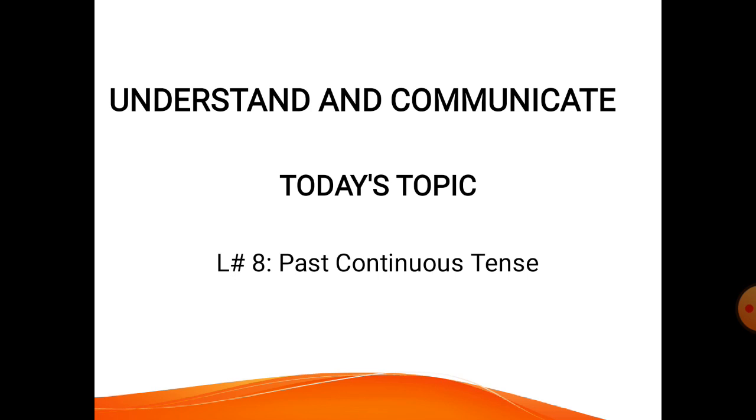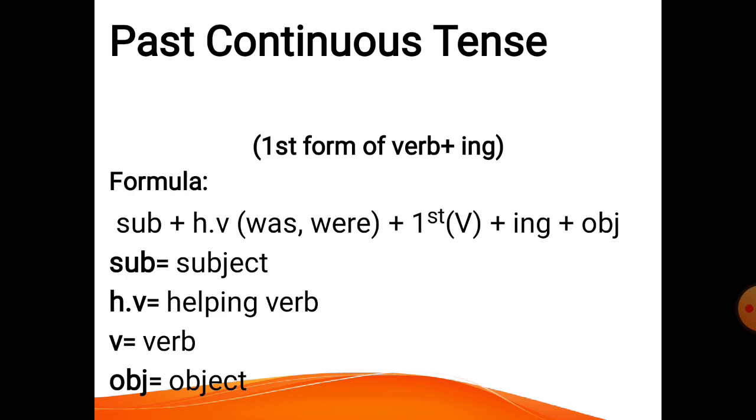This is our book's name, Understand and Communicate, from which we have taken today's topic, lesson number 8, tenses. In those tenses, we have done its first part, present continuous tense, which we covered and completed in the previous video. This is the second part, past continuous tense. What does the past continuous tense mean? An action that takes place in the past and keeps on going. So let's start.